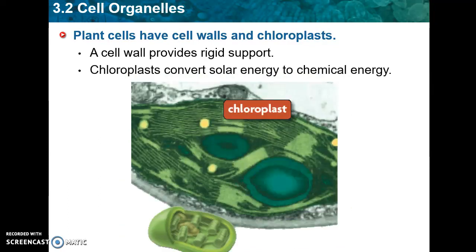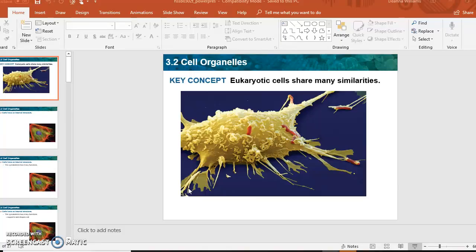Chloroplast, another specialized cell within plants, converts solar energy into chemical energy. So all of the energy in nature, in our ecosystems, comes from the sun. It is solar energy. It starts out as being converted from solar energy to chemical energy within plants, and then it moves through the food chain. And that brings us to the end of 3.2.